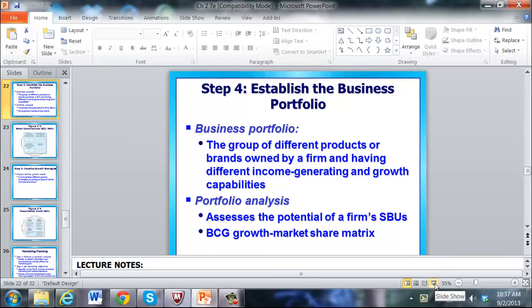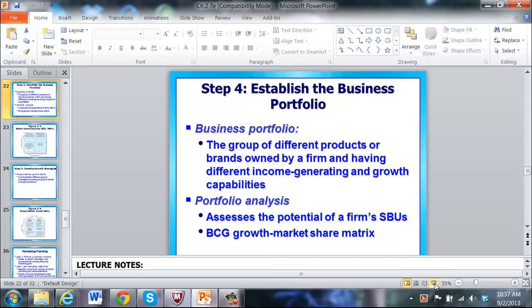At this point in Chapter 2, we're covering Step 4 of strategic planning, and this involves establishing a portfolio for a business. When you think about the word portfolio in business, many of us think about a stock portfolio. Think about the purpose of a stock portfolio. The basic reason a person invests in a portfolio of stocks is to diversify their risk.